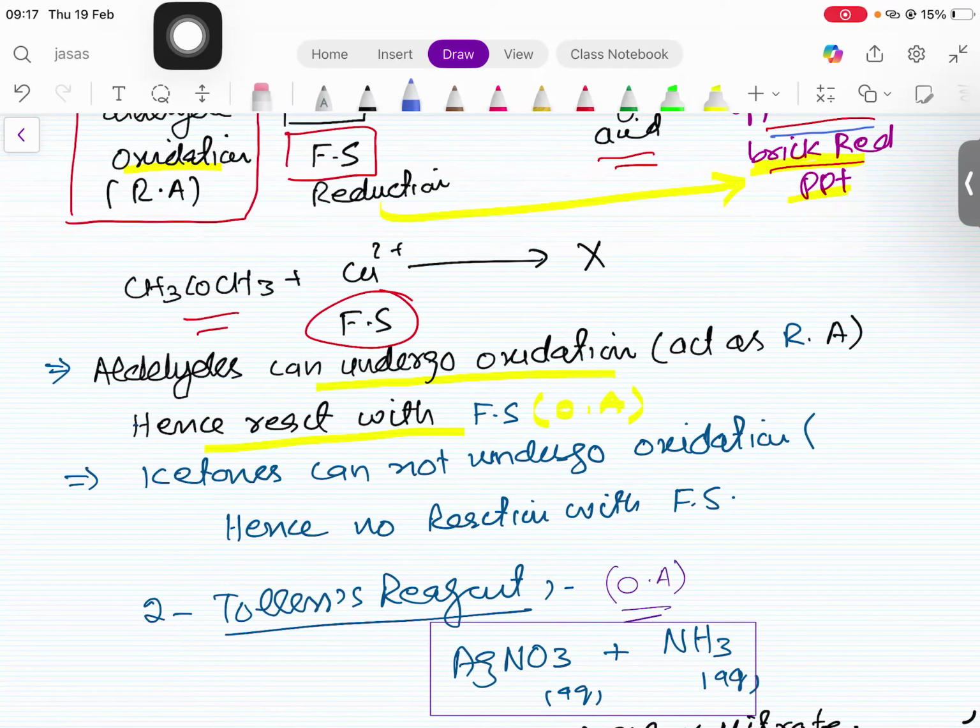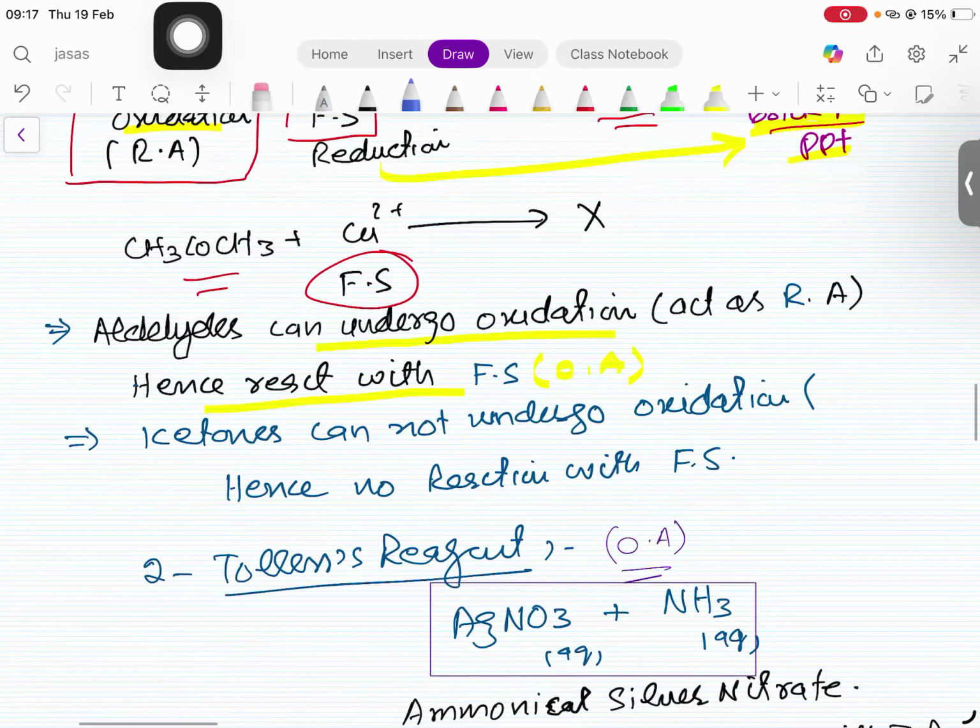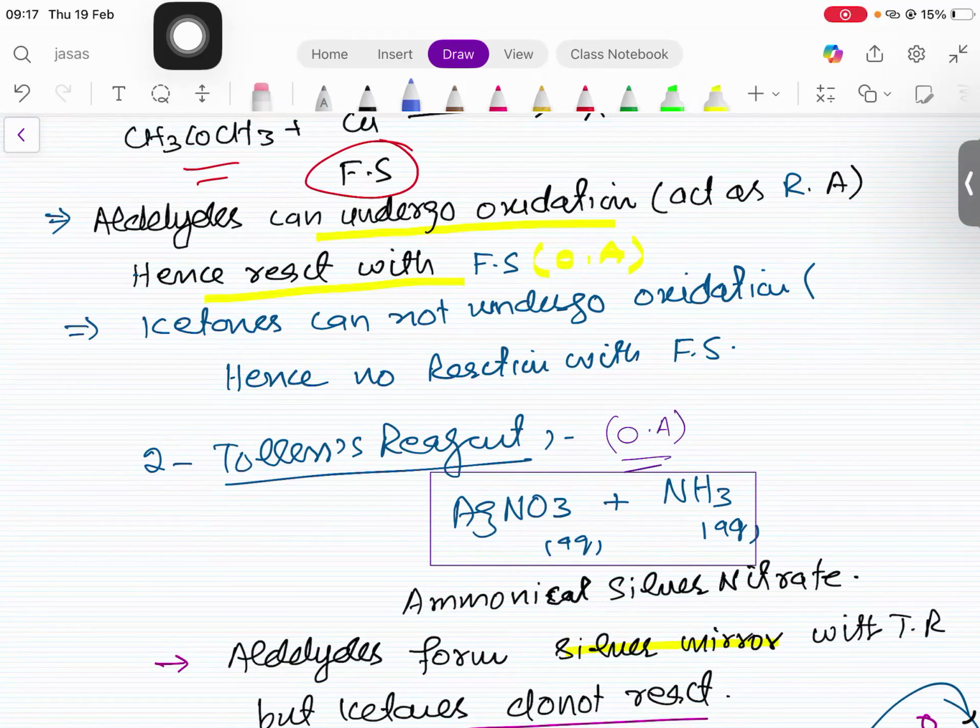If you don't have Fehling solution, there is another one that is known as Tollens reagent. That is also an oxidizing agent. And what is this? It is a silver nitrate with ammonia. That was copper sulfate with ammonia. It is ammonia का silver nitrate. यानी silver nitrate में हमने क्या डाला हुआ है? Ammonia. Okay. This is again an oxidizing agent. किससे react करेगा और किससे नहीं करेगा? It's going to react with aldehyde and oxidize it, but will not react with ketone.